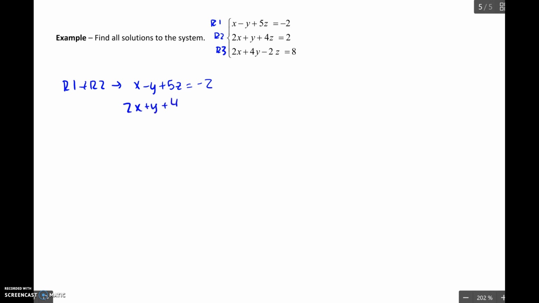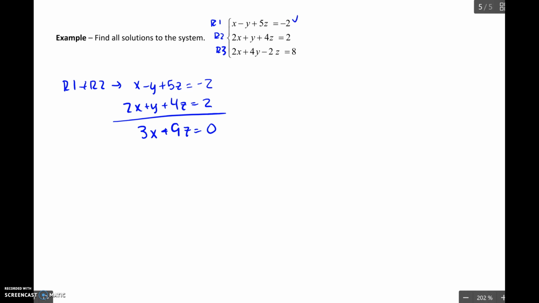I'm going to label my rows: row 1, row 2, row 3. If you add rows 1 and 2 together, those y's are going to cancel out automatically. So I'm going to just do row 1 plus row 2. That gives me x minus y plus 5z equals negative 2, and 2x plus y plus 4z equals positive 2. Add those together: 3x, your y's are gone, plus 9z equals 0.